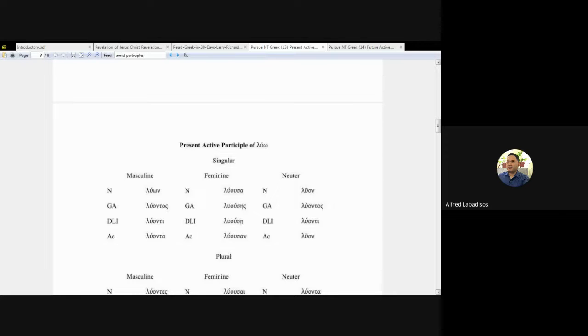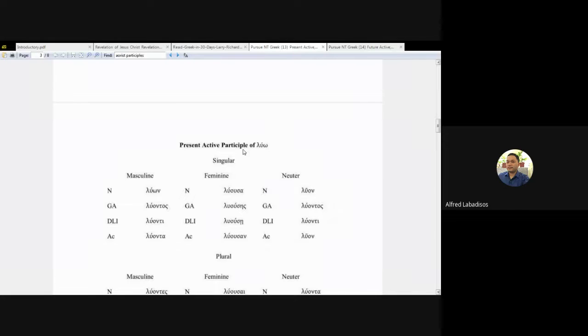So here for the masculine nominative, if you look at the active endings of the participle, you have on, ontos, onti, onta. For the feminine, we have usa, usays, usay, usan. And for the neuter, we have on, ontos, onti, on. Anyway, for the genitive and the dative, masculine and neuter have the same endings.